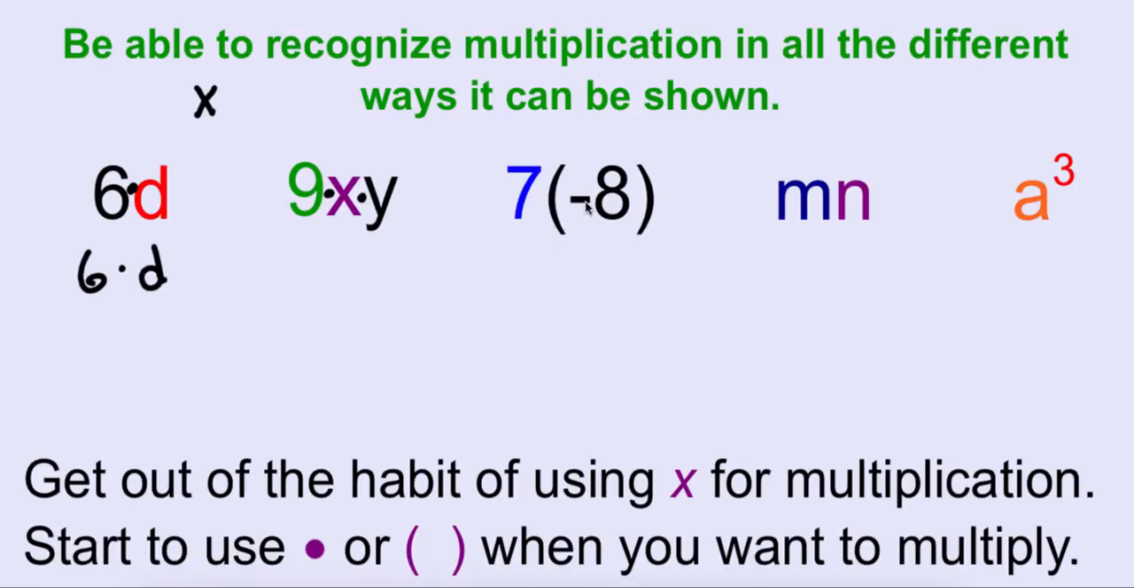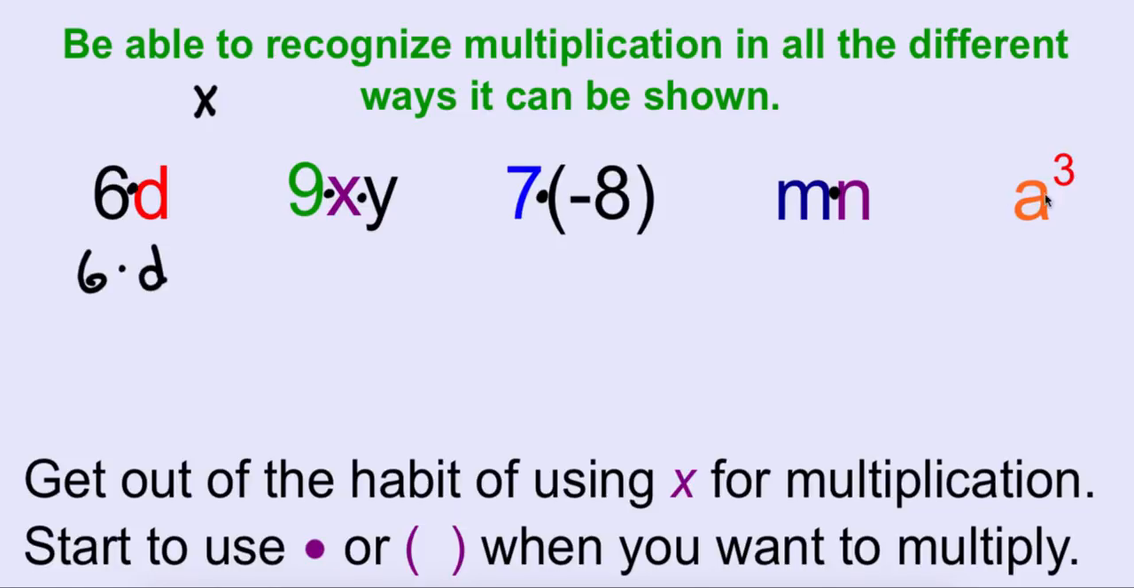Sometimes you'll see that shown with parentheses instead. When a number is right next to a set of parentheses, that's really code for 7 times whatever happens to be inside the parentheses. When you have two letters next to each other, again, that means whatever m is times whatever n is. So if it helps you, write that multiplication sign in between them just to remind yourself.